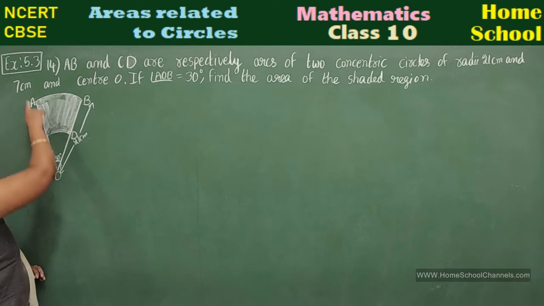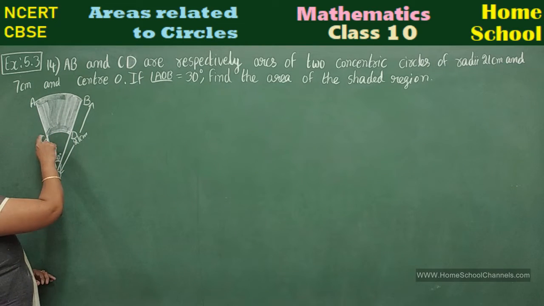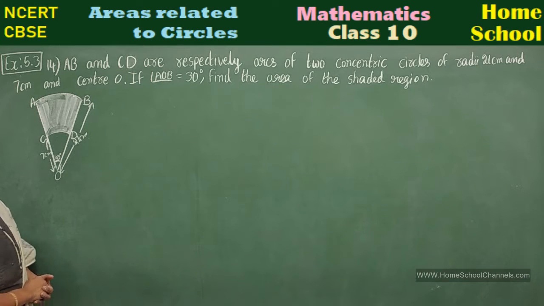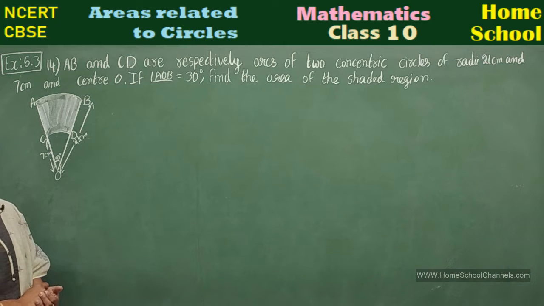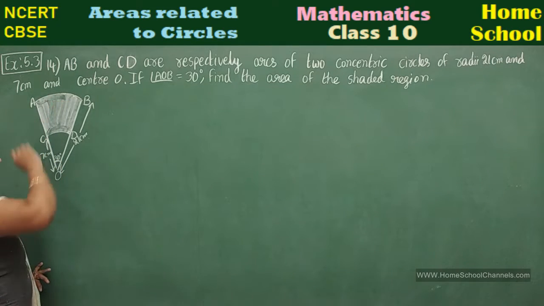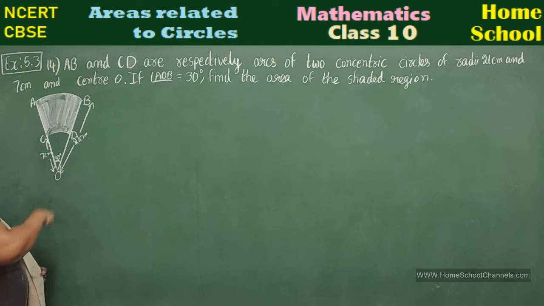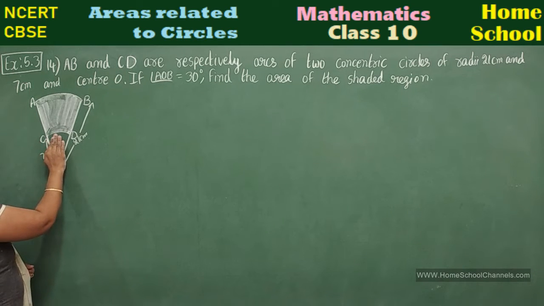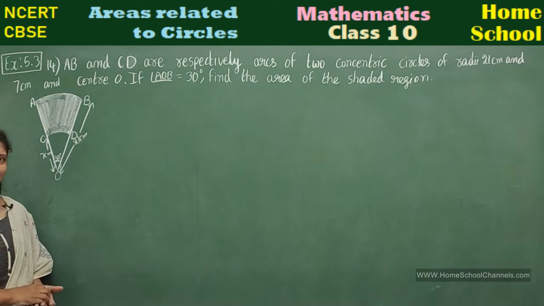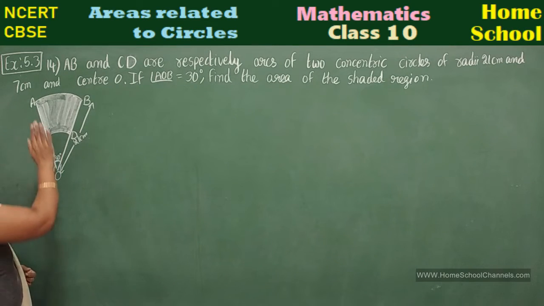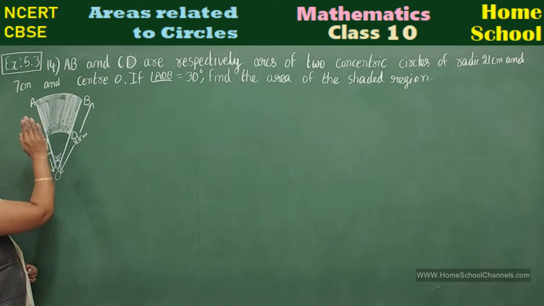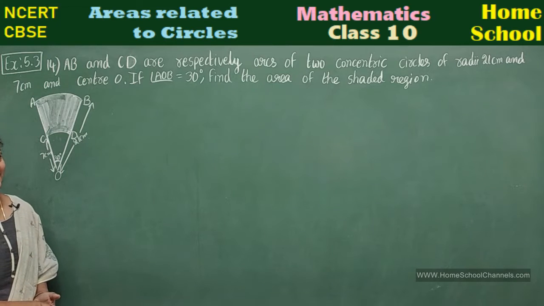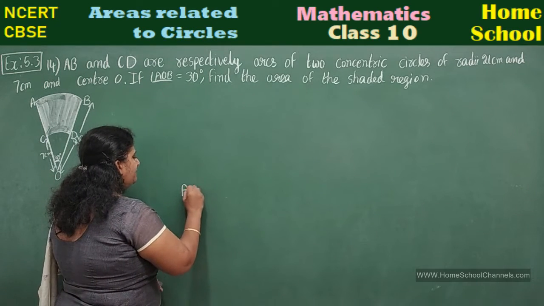If angle AOB is 30 degrees, then what about COD? COD is also 30 degrees. Angle COD is also 30 degrees. Find the area of the shaded region. In order to find this shaded region, frame the formula. Area of sector AOB minus area of sector COD. See, if you remove this part, we are going to get the remaining shaded region area. Right? In the area of big sector AOB, if you remove the area of small sector COD, you are going to get the shaded region area. So let us frame the formula here.